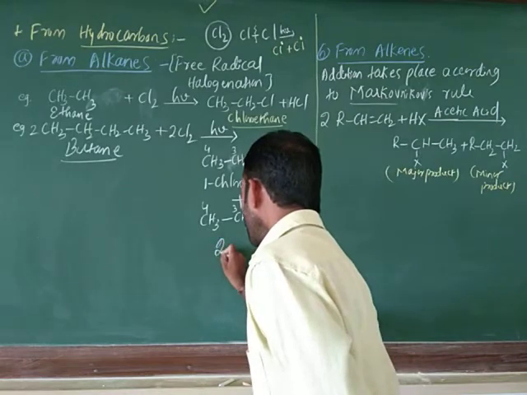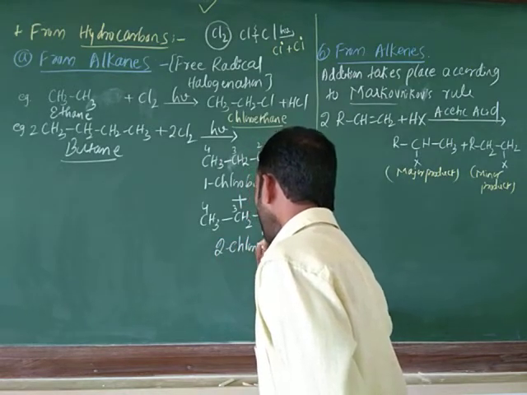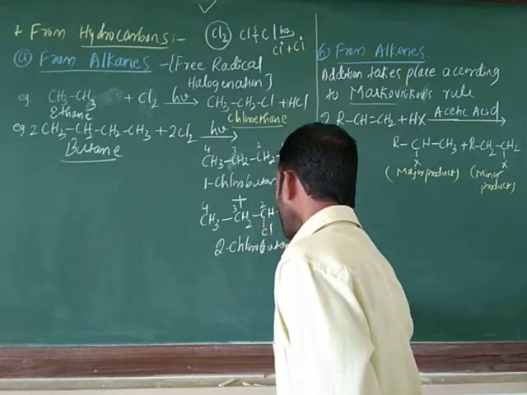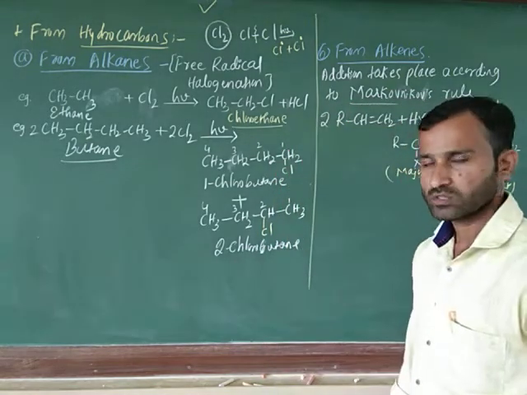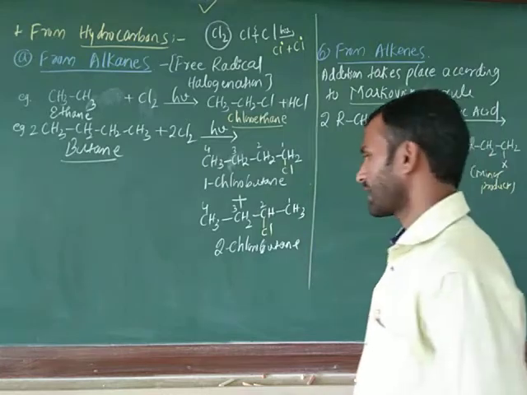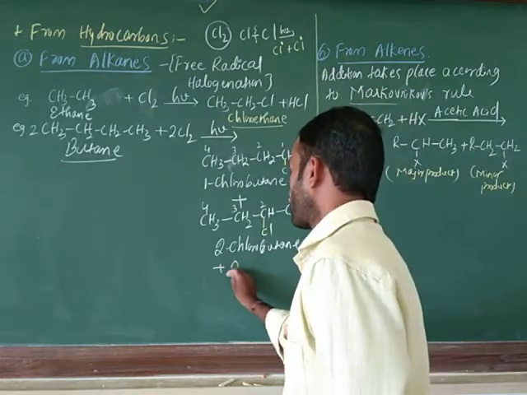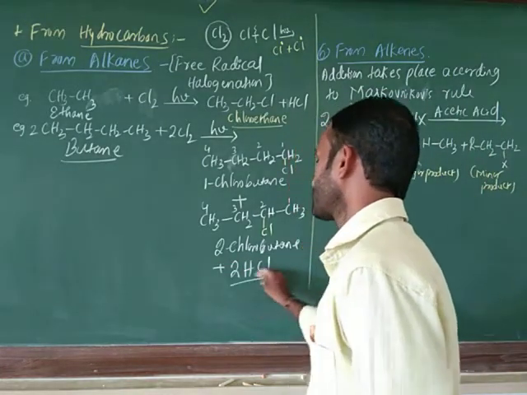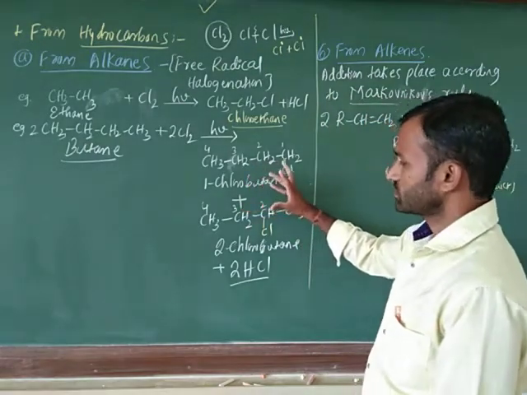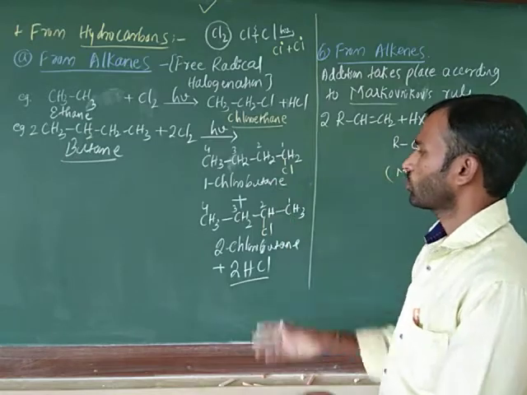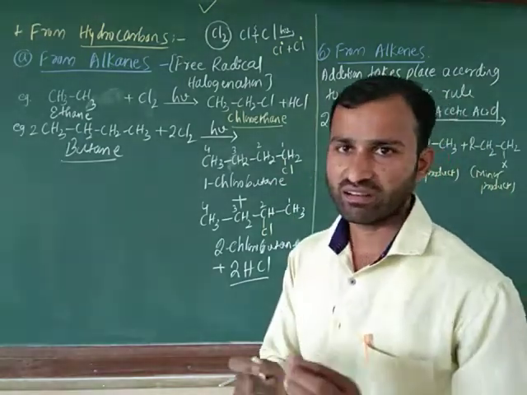IUPAC nomenclature of this one is what? 2-chlorobutane. How many carbons are there? 4 carbons act as but. 2-chlorobutane is the IUPAC nomenclature for this alkyl halide, plus release of what? 2 moles of HCl. In this case, separation between 2-chloro and 1-chloro is slightly difficult.